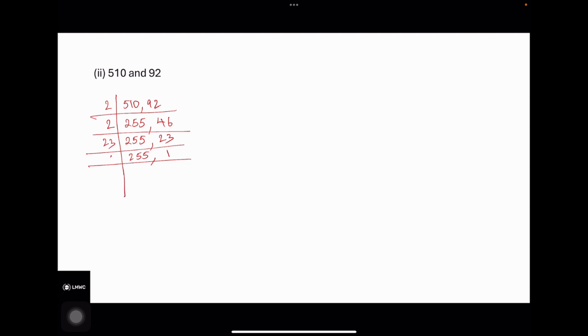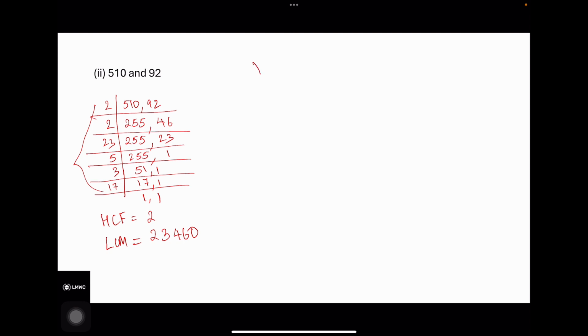So 255, we will start with the 5. 5 times 51, then with the 3. 3 times 17, and 17 times 1. So here our HCF is only the number 2, whereas LCM is 23,460, that will be your answer.